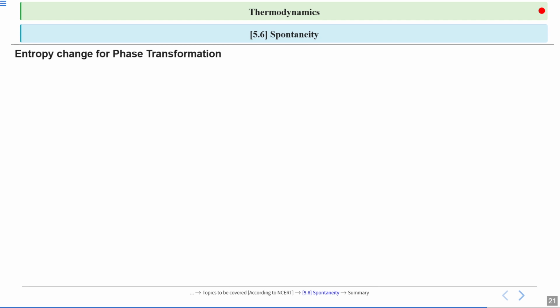So let us define it for different situations. The first situation is the fusion one. Now in the fusion case, we are seeing the entropy change related to melting. So what can we write? Delta S melting is equal to delta H by Tm. Here we have written the temperature as Tm.